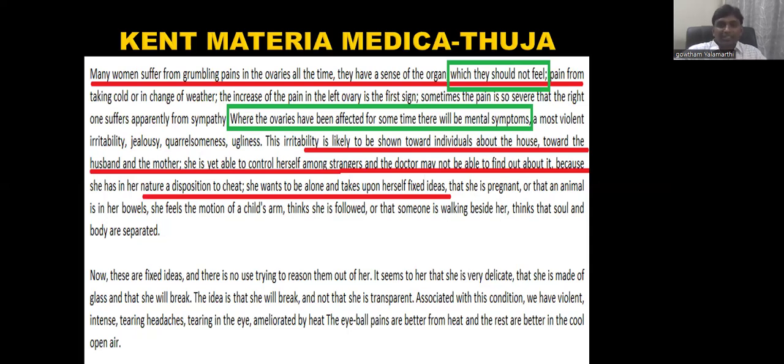Retrospectively, study your drugs. Why has this rubric arisen? Why has Thuja got ovarian pains only on the left side? If you read Kent's Materia Medica from top to bottom and understand it, for sure your practice will be much better.